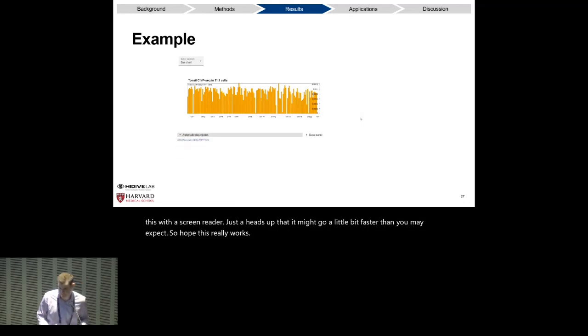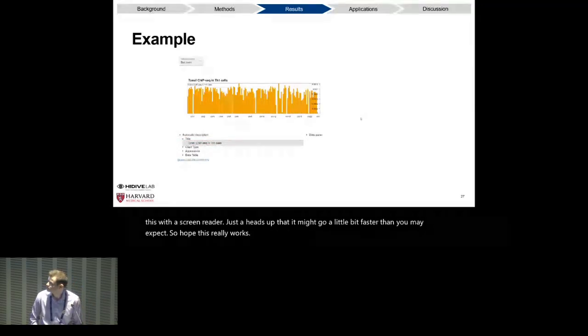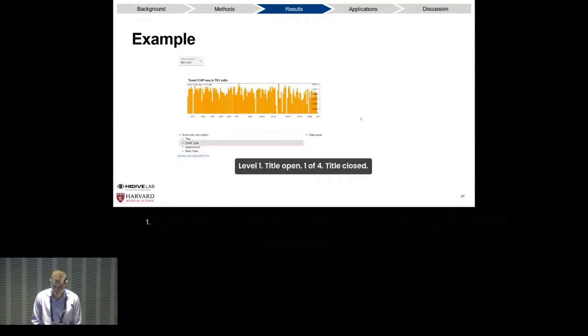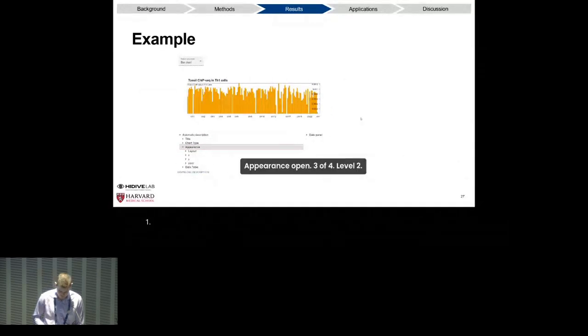Automatic description closed. Automatic description open. Level 1. Title closed. 1 of 4. Title open. Level 2. Tonsil ChIP-seq in TH1 cells. 1 of 1. Level 1. Title open. 1 of 4. Title closed. Chart type closed. Appearance closed. Data table closed. Appearance closed. Appearance open. 3 of 4.